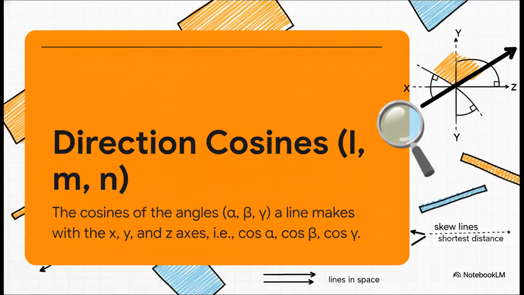The first tool is called direction cosines. Now, I know, the name sounds a bit heavy, direction cosines. But trust me, it's super simple. We just call them L, M, and N for short. And all they are are the cosine values of the angles the line makes with our good old X, Y, and Z axes. That's it, really.